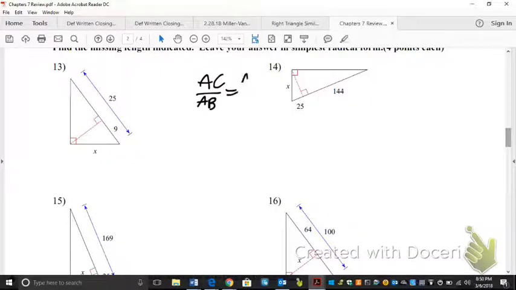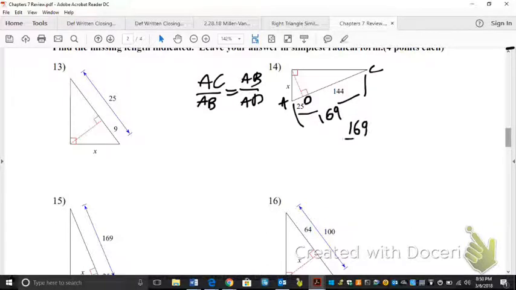So for 14, again, red triangle. So we're going to go AC over AB equals AB over AD. Here we're not given all of AC, but we are given its two segments. We know from way back when, segment addition postulate, that if we know what AD is, and we know what DC is, then we can add those two together to get AC. And that's 169 here. So we go 169, that's our AC, over x equals x over 25.